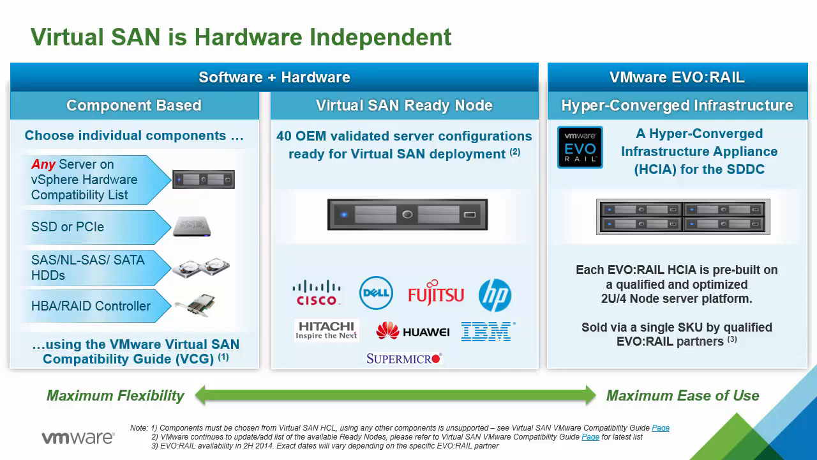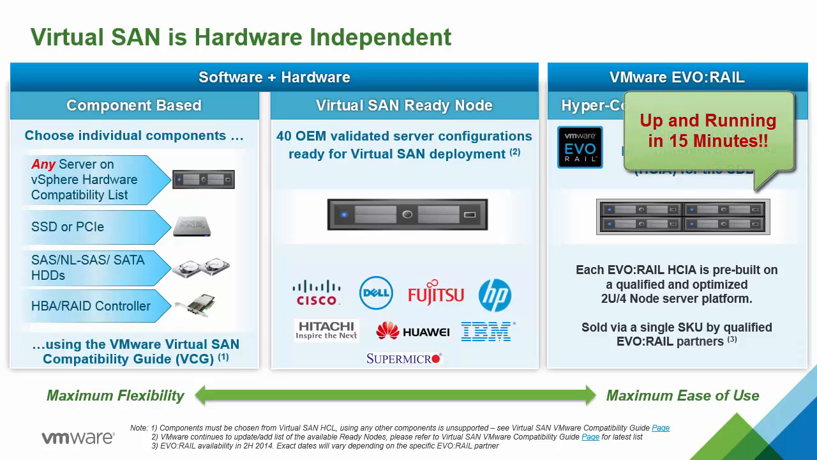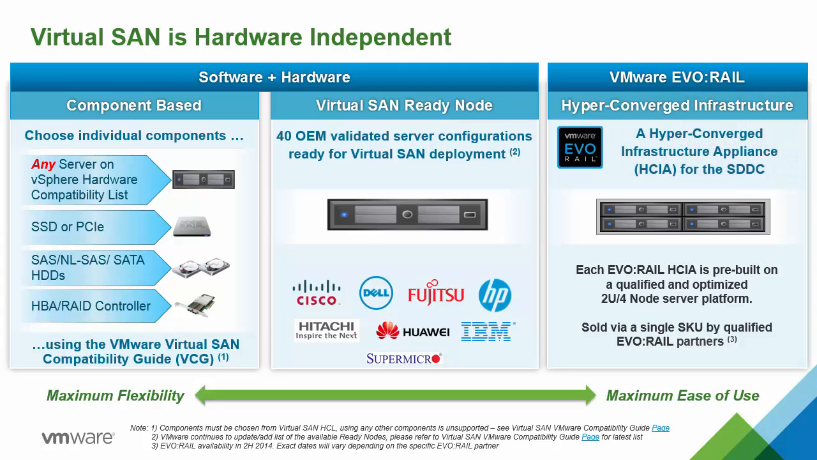And finally, you can select to purchase an EVO:RAIL appliance, which is the fastest route to market option. EVO:RAIL combines VMware compute, networking, and storage resources into a hyper-converged infrastructure appliance to create a simple, easy to deploy, all-in-one solution offered by our partners. EVO:RAIL provides the maximum ease of use and out-of-box experience in 15 minutes. So those are your three options on how to build or to put together your vSAN ready nodes. So whatever suits you, whether it's your flexibility or time to market, we can accommodate any one of those.